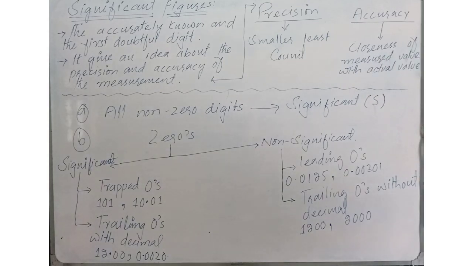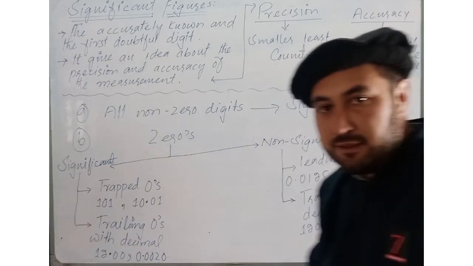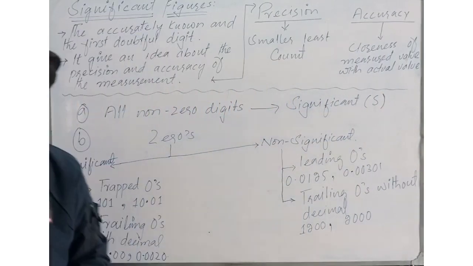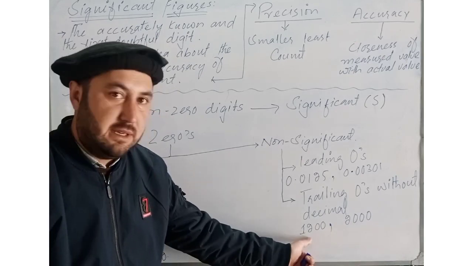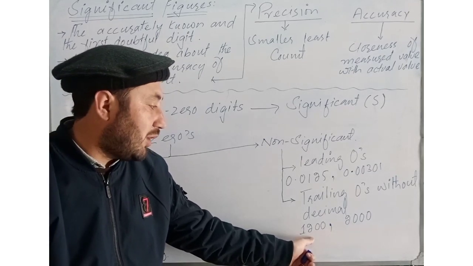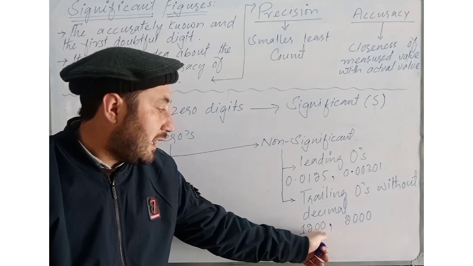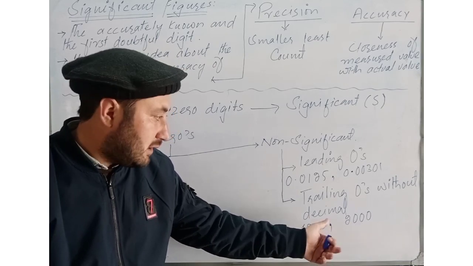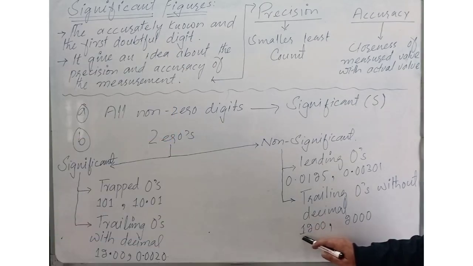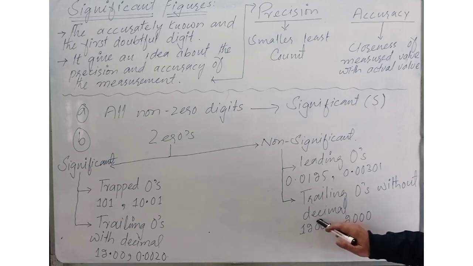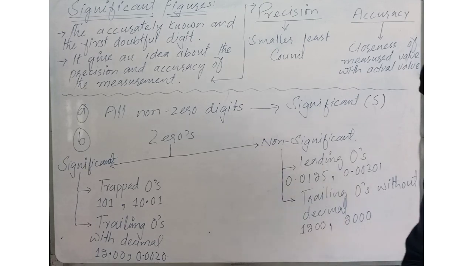in order to find whether they are significant or non-significant, we have to look at the least count of the measuring instrument. So depending upon the least count, these zeros can be significant, and sometimes they cannot. We can have 4 significant figures, we can even have 3 significant figures, we can even have 2 significant figures, because these zeros can be significant depending upon the least count of the measuring instrument.